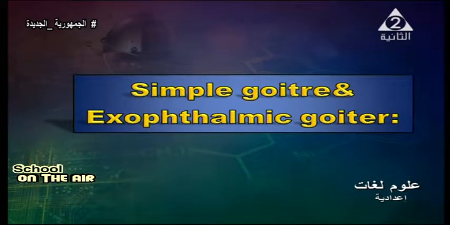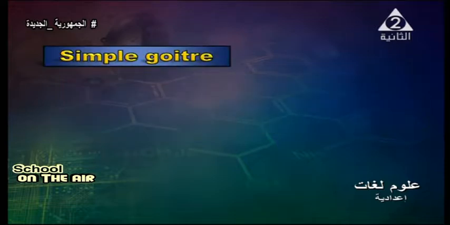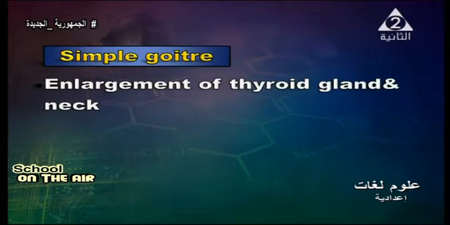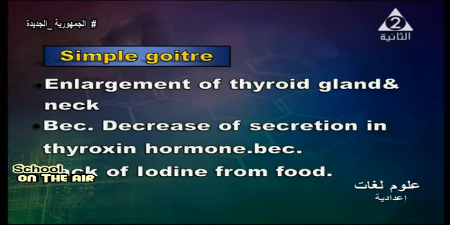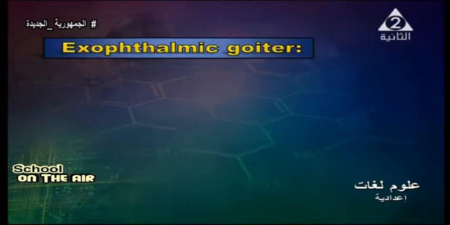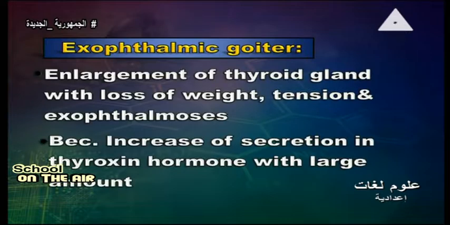Simple goiter and exophthalmic goiter. Simple goiter is enlargement of the thyroid gland in the neck because of decreased secretion of thyroxine hormone due to lack of iodine in food. The other goiter is enlargement of the thyroid gland with loss of weight and tension because of increased secretion of thyroxine hormone in a large amount.